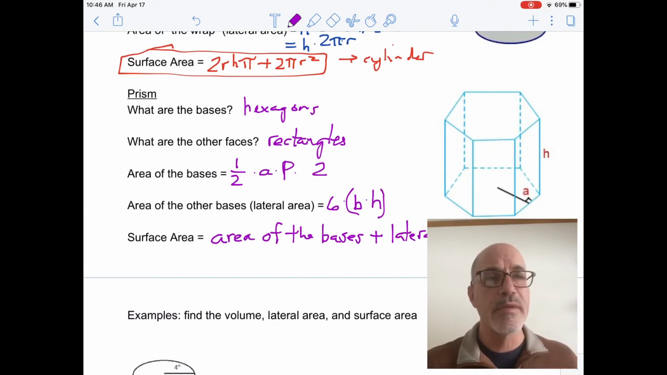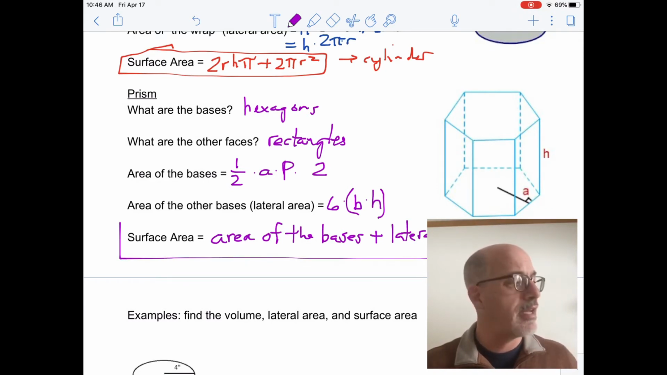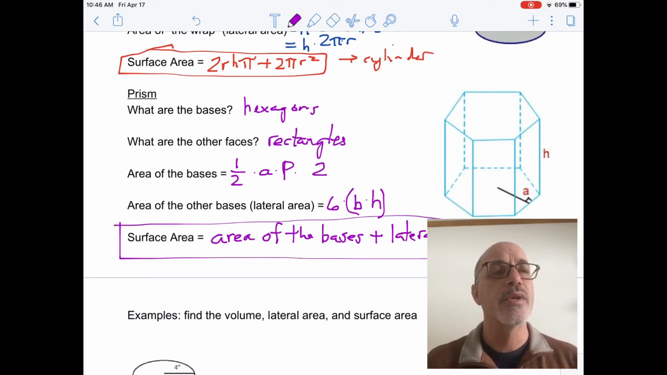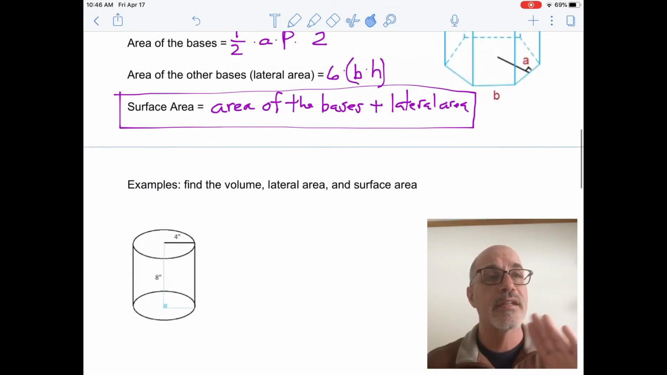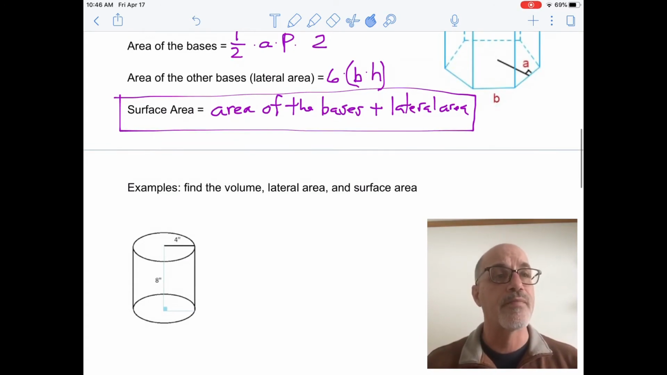Since our prisms can be different, like I showed you, this one's a hexagon, I showed you the other ones, you have to know that general idea: add the bases to the lateral faces, the lateral area, and you get your total surface area for a prism.